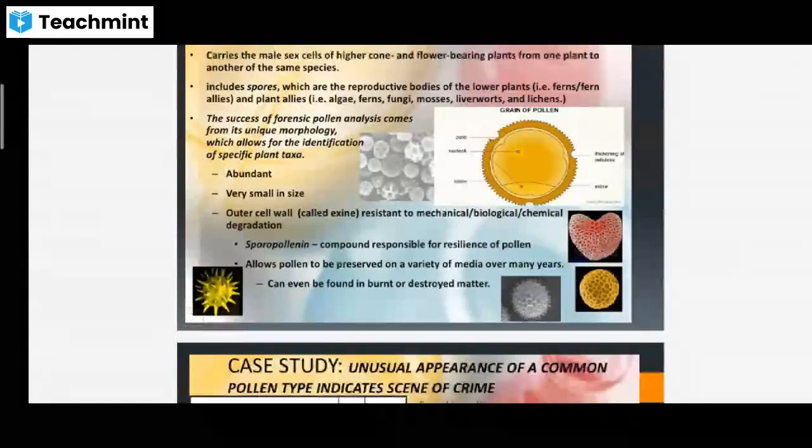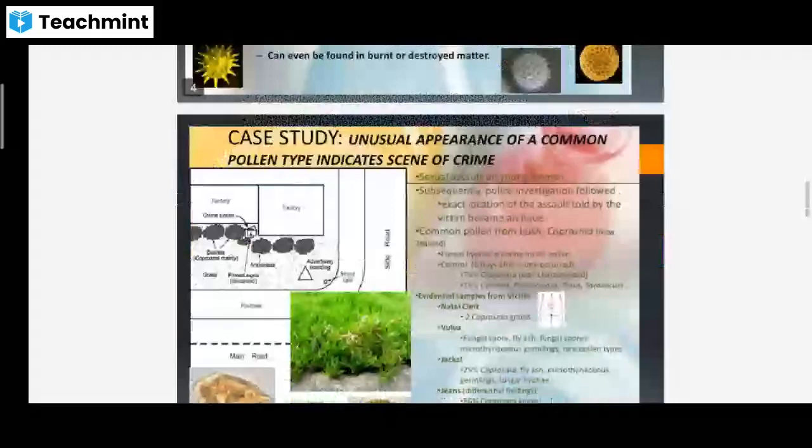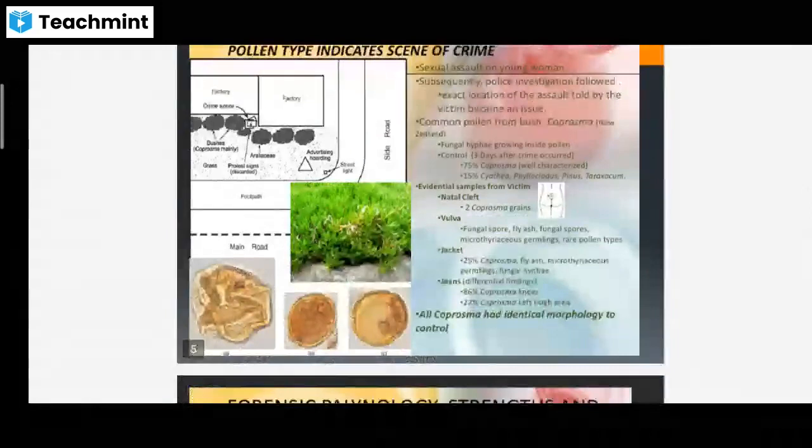In this case study, unusual appearance of a common pollen type indicates scene of crime. Sexual assault on young woman. Subsequently, police investigation followed. Common fungal hyphae growing inside pollen. 75% Coprosma. 15% Cyathea, Phyllocladus, Pinus, Taxicum. Eventual sample from victim: nettlecraft, 2 Coprosma grains.